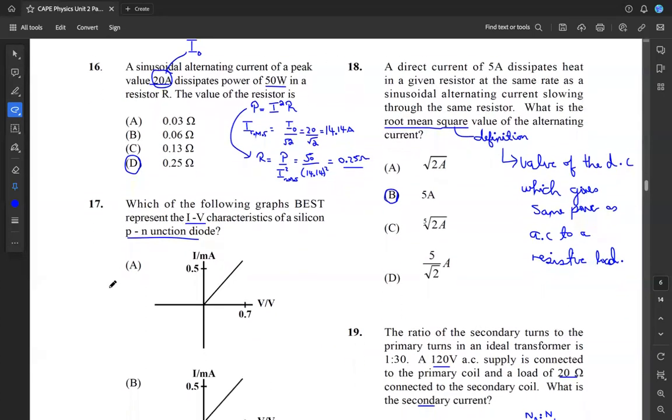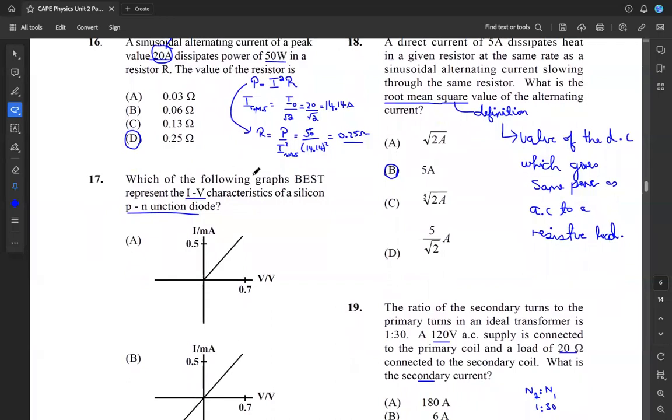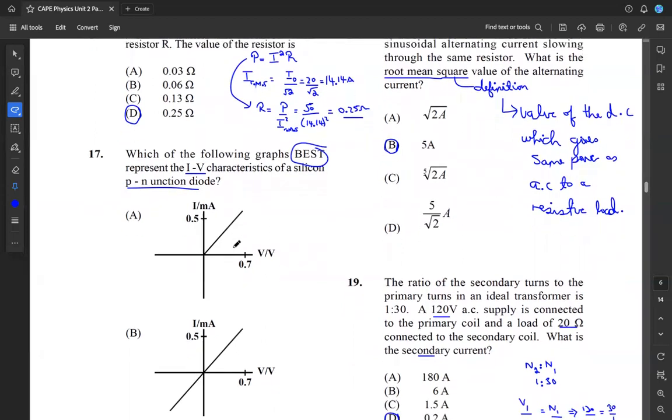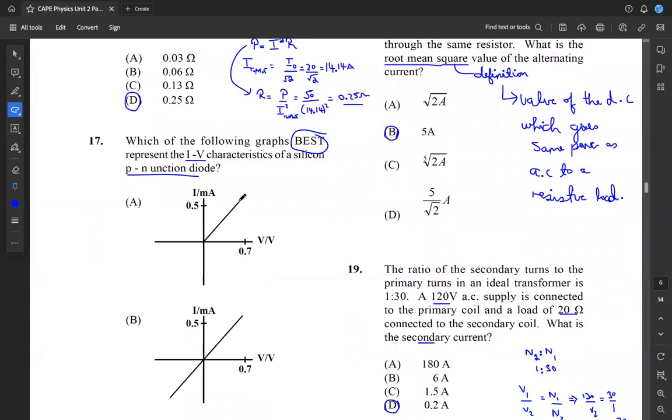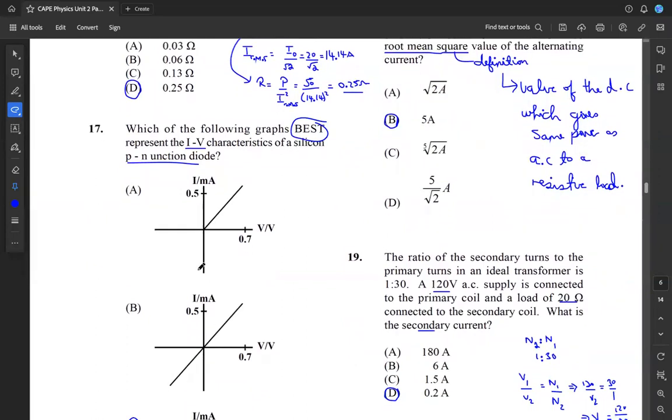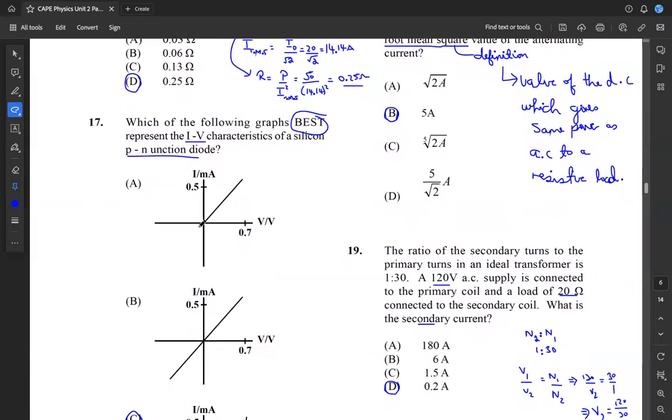So now to question 17. It says, which of the following graphs best represent the IV, so the current-voltage characteristics of a silicon PN junction diode? So that's a silicon, that's a semiconductor, right? That's our PN junction diode. No, we know it's not this, right? Because this is showing us kind of like an ohmic conductor, but with just a positive part. We know that this is not it. This is not how our PN junction diode curve looks.